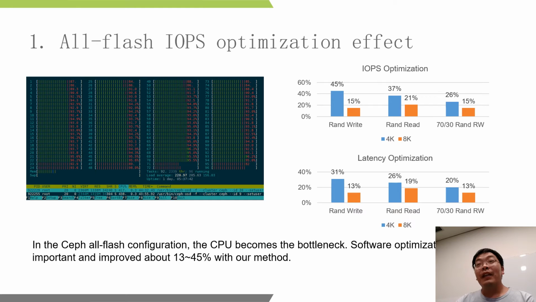Due to the software bottleneck, the CPU has reached 100% utilization, and the IOPS is only about 200,000. With those software optimizations, we can improve performance by about 40% without software architecture modification. The effect is still good.